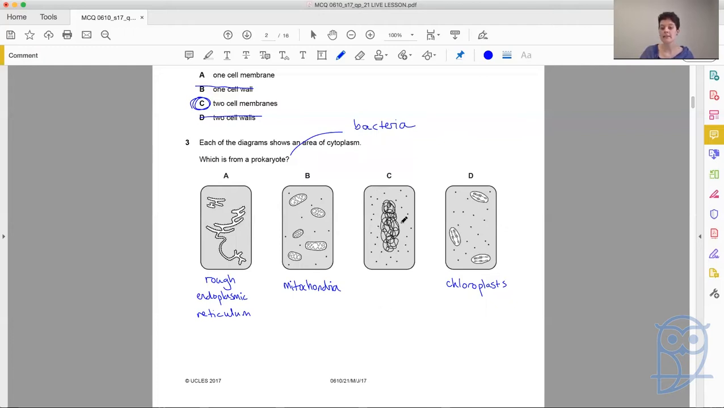If we look at C, this is our circular DNA. That DNA isn't packaged into chromosomes in a nucleus, and that is a feature of a prokaryote, which confirms C is our answer for question 3.